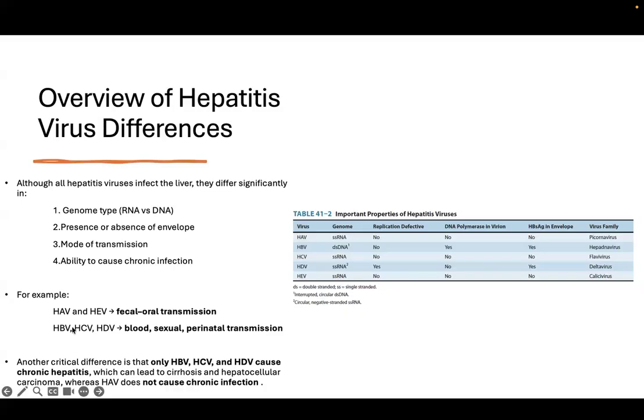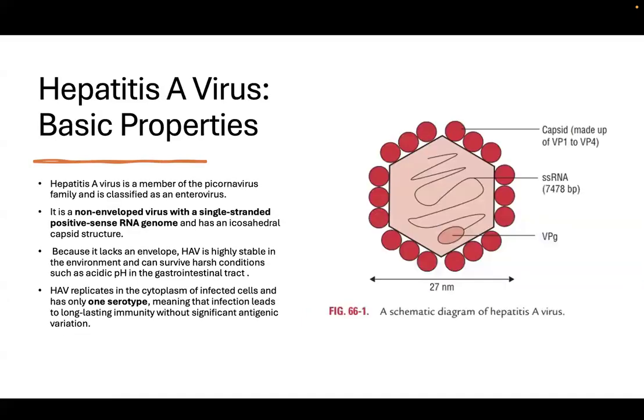But the other ones, B, C, and D, you can get from blood, sexual, or perinatal transmission, technically. So this has more to do with bodily fluids. And these ones can actually cause chronic inflammation. So those can be a bit more dangerous. So let's go through all of them. Let's start with hepatitis A virus.